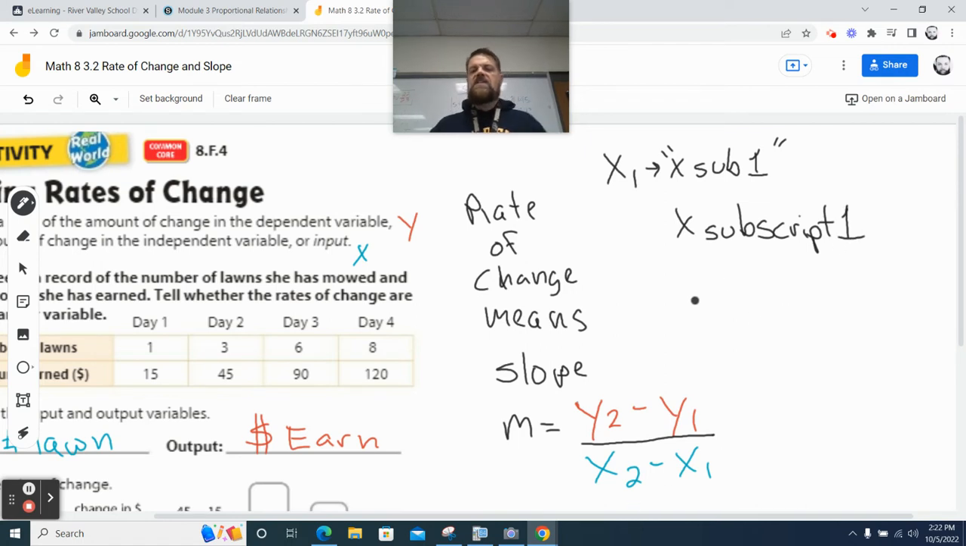And what that means is I'm focusing on the first x. Now, it doesn't matter which is first and which is second. Think of it like a license plate, right?